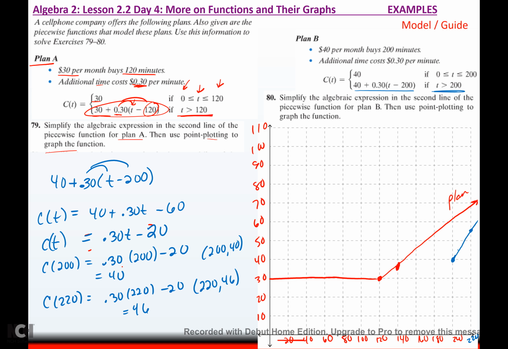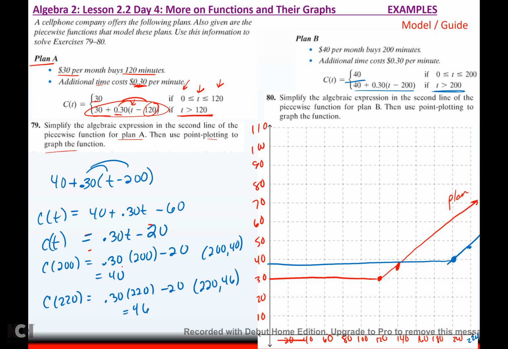So we're doing this. Alright, we should have the same slope. 200, comma 40, 220. I'll try and get on the, yeah, that's 40. 46. There we go, I was too high. 46. Yeah, we should have the same slope. Okay, and everything up to that point, up to 200 minutes, is going to cost you 40 bucks. So there's plan B. Okay?